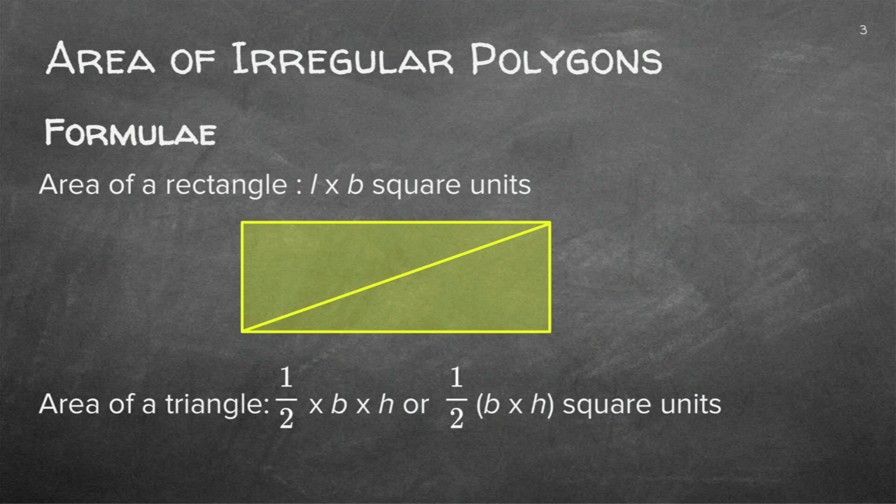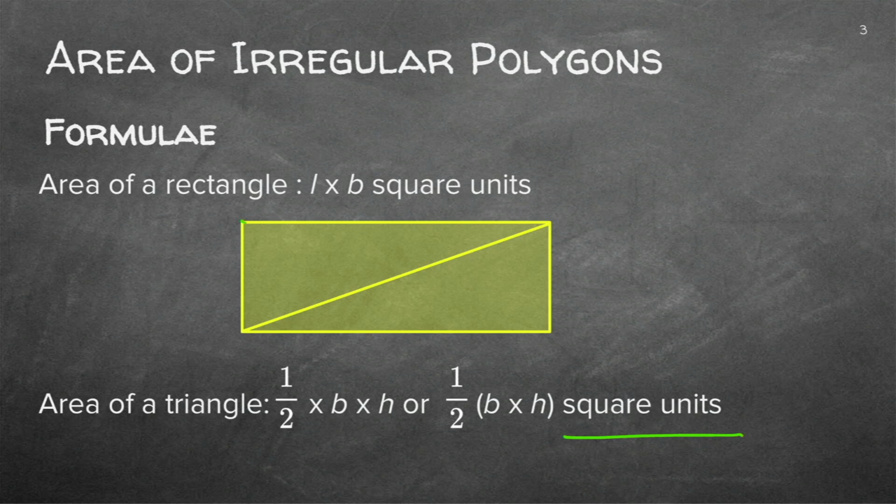For a rectangle, we're just going to multiply the length and the breadth. Remember, our answer is in square units. And our triangle will then just be half of that.